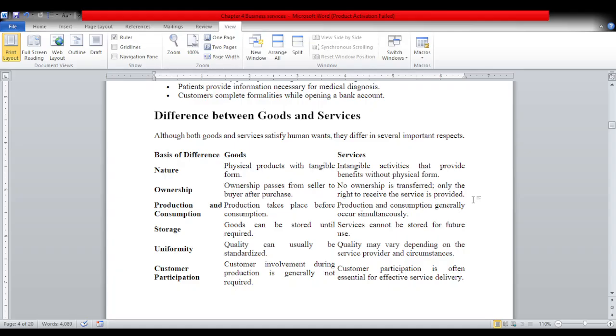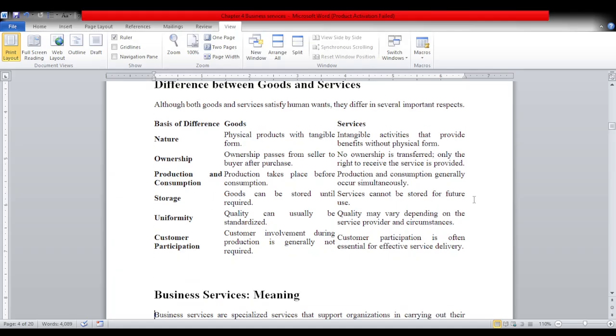So in these cases, service is a very important point, because your customer should be present in a particular area, at a particular time, or at the time of production and consumption. So service will be available to the consumer as and when they are present, as and when they are ready to consume the services. So definitely there is a difference between goods and services. Now you know how goods are different from services.